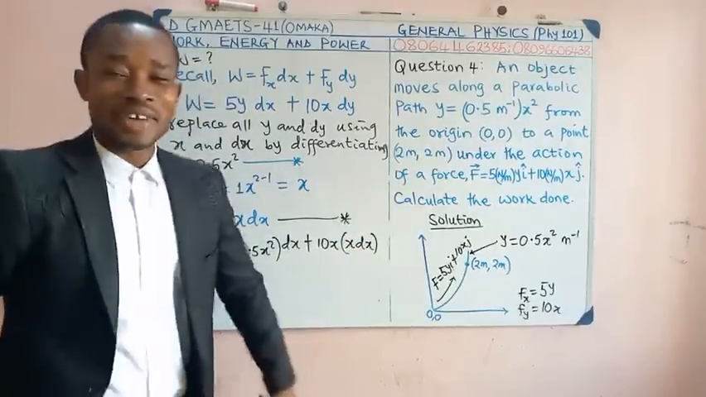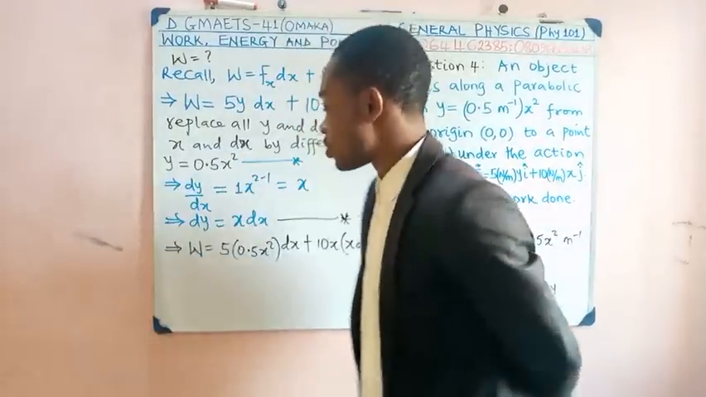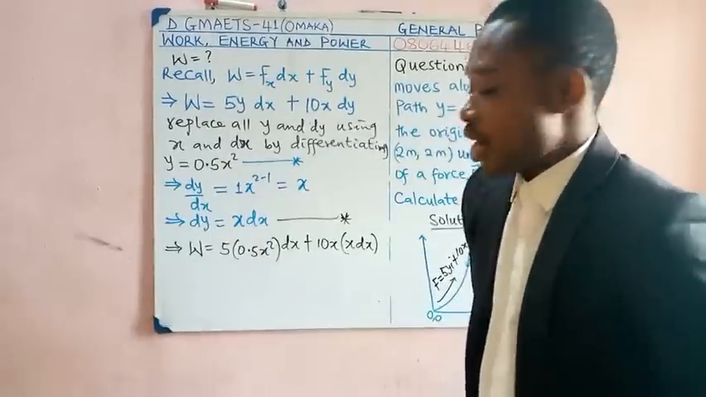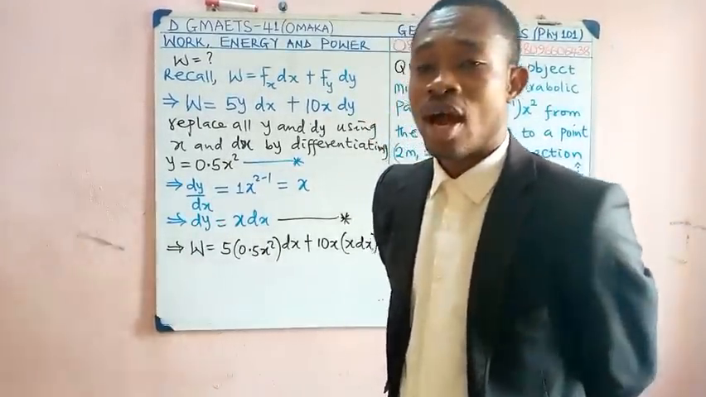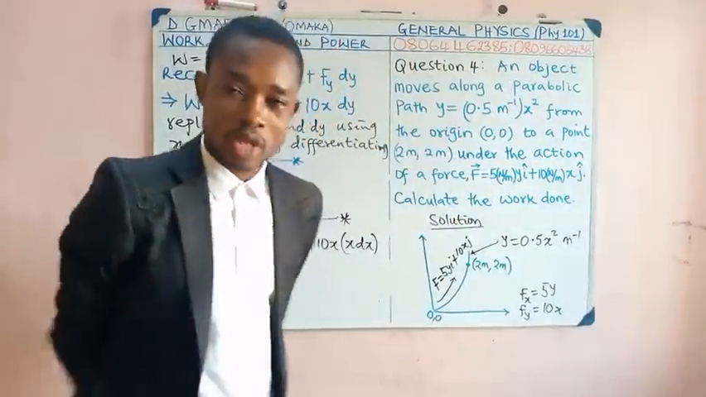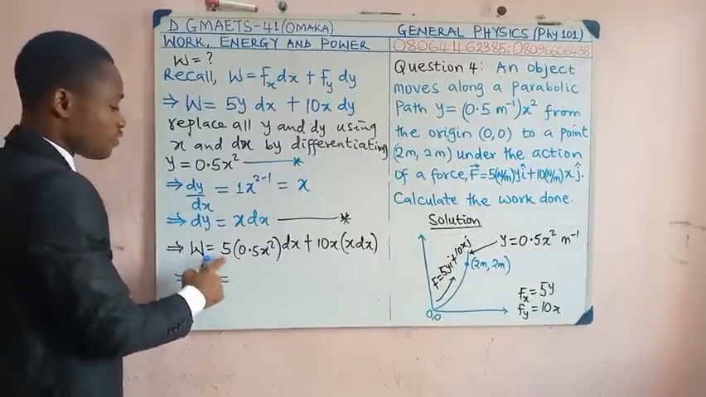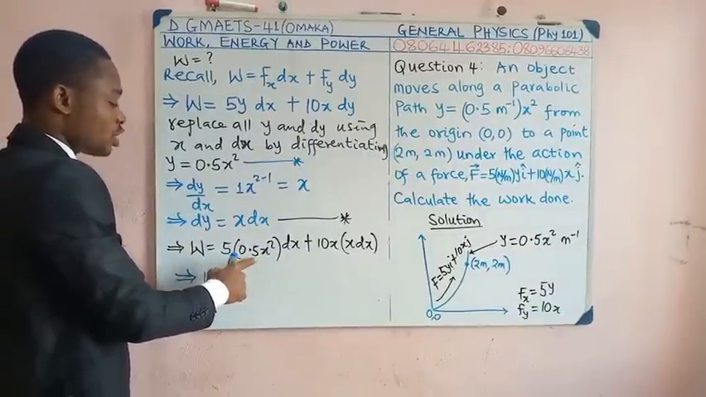I think our problem is solved. What do you think? Because we've been able to reduce every term in this work to dx. So I can now simplify this term and of course integrate with respect to what? X. So this means that we're going to get w to be equal to 5 times 0.5 will give us 2.5.